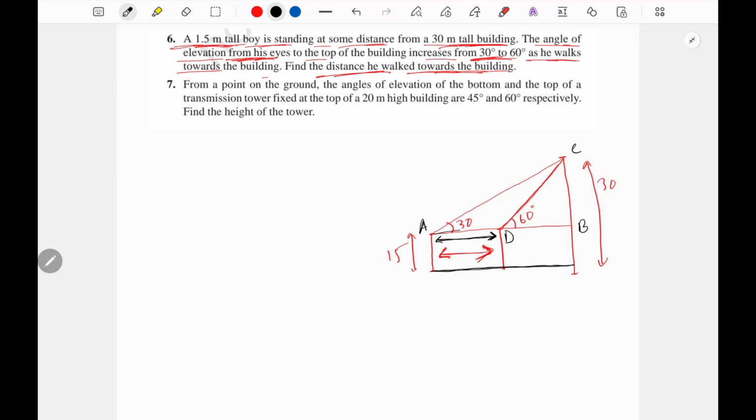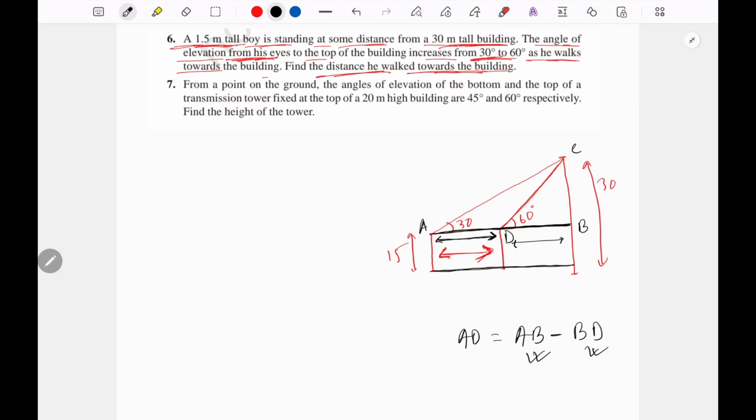So first we will calculate the total AB. Once we calculate AB, AD will be AB minus BD. From the total length AB, if we minus this length BD, then this AD will be left. So AD will be calculated as AB minus BD. So we need to first calculate AB and this BD.